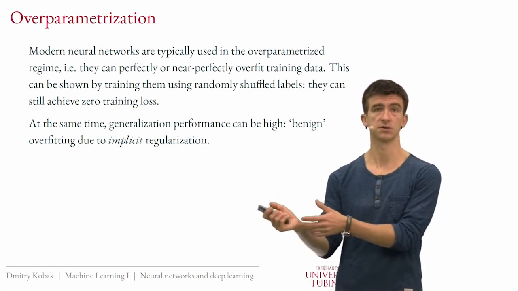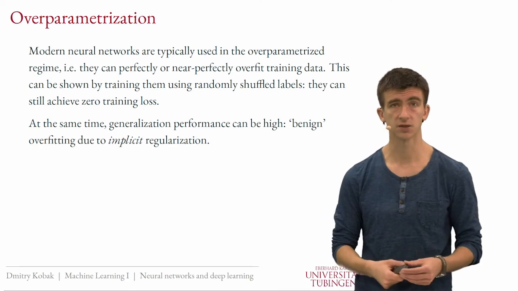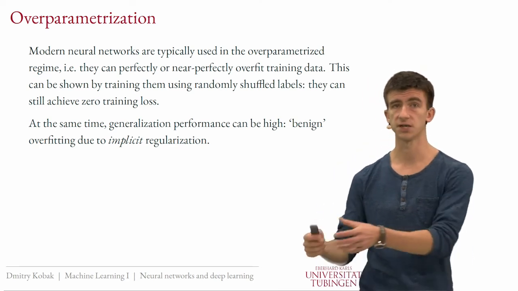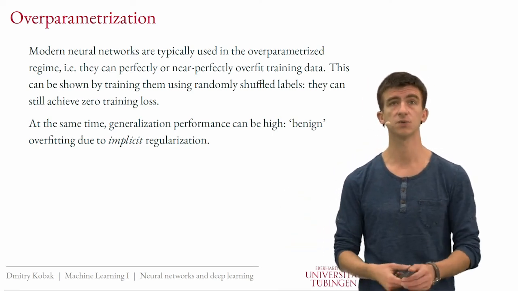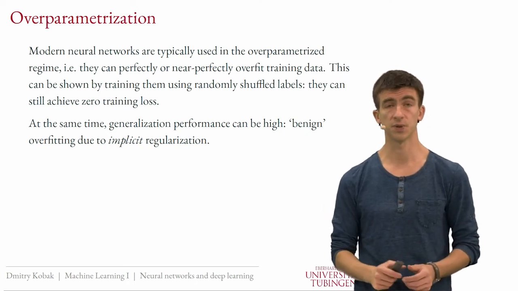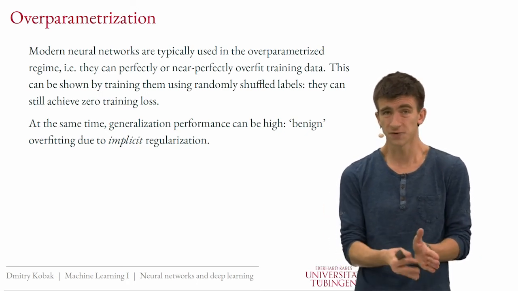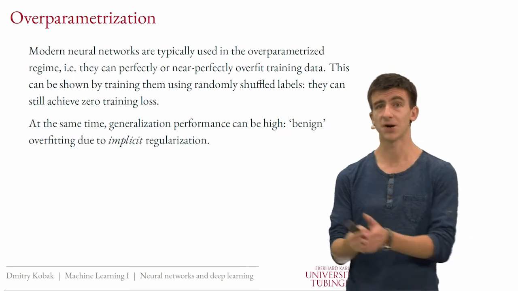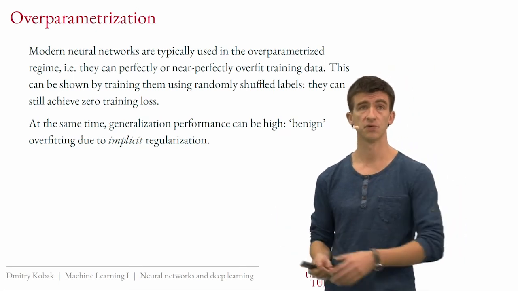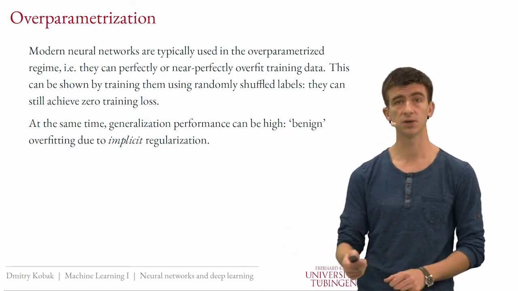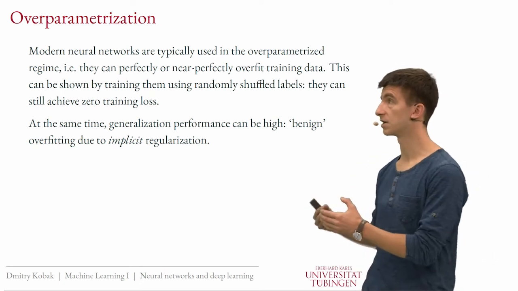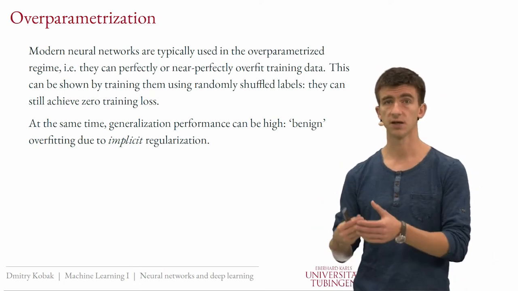It can tell dogs from cats from cars on the left-out, holdout validation data or the test data. So this is what I call benign, or what people call benign overfitting. You do overfit in some sense, but in some other sense you don't, because your test performance is pretty good. And this only happens because there is some implicit regularization in the process.